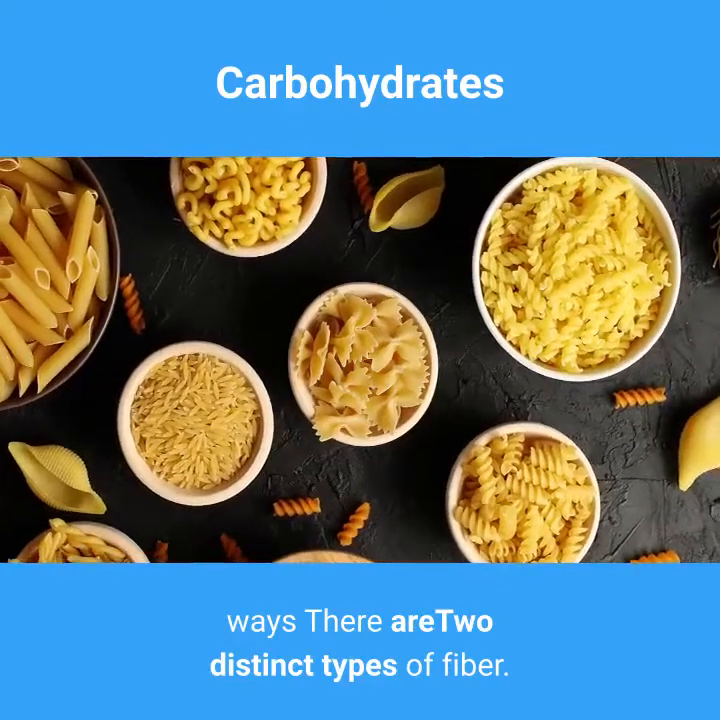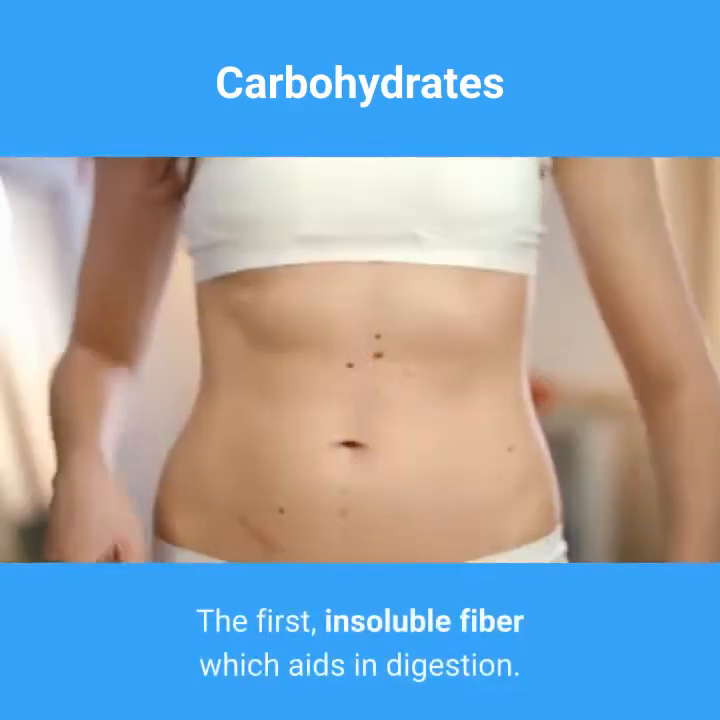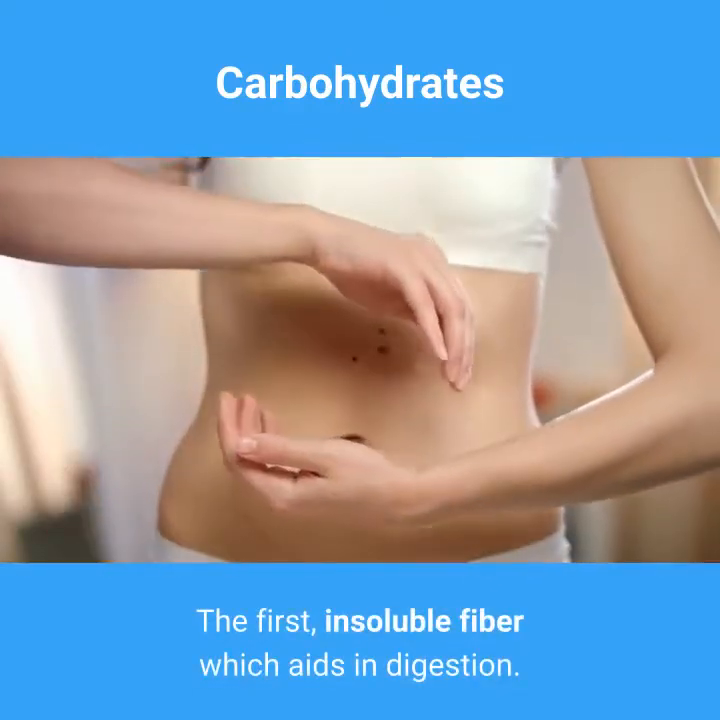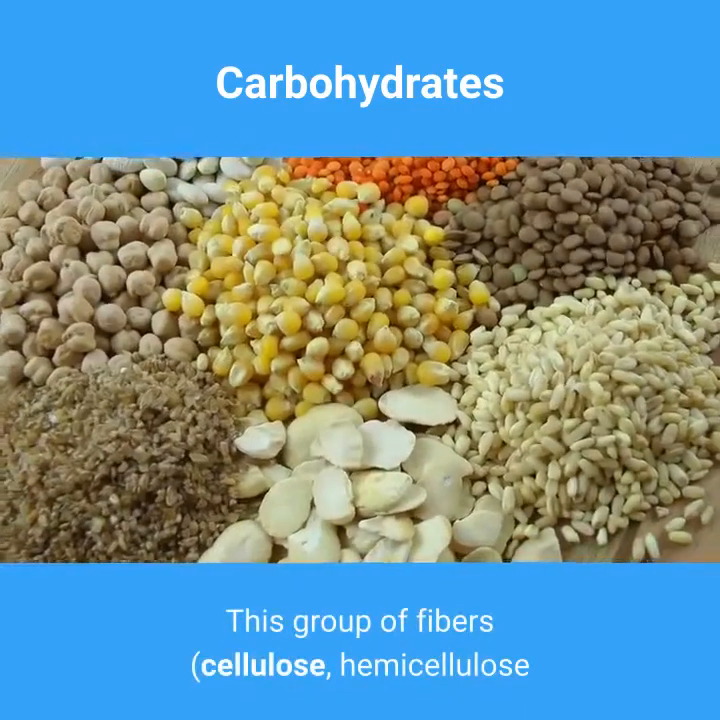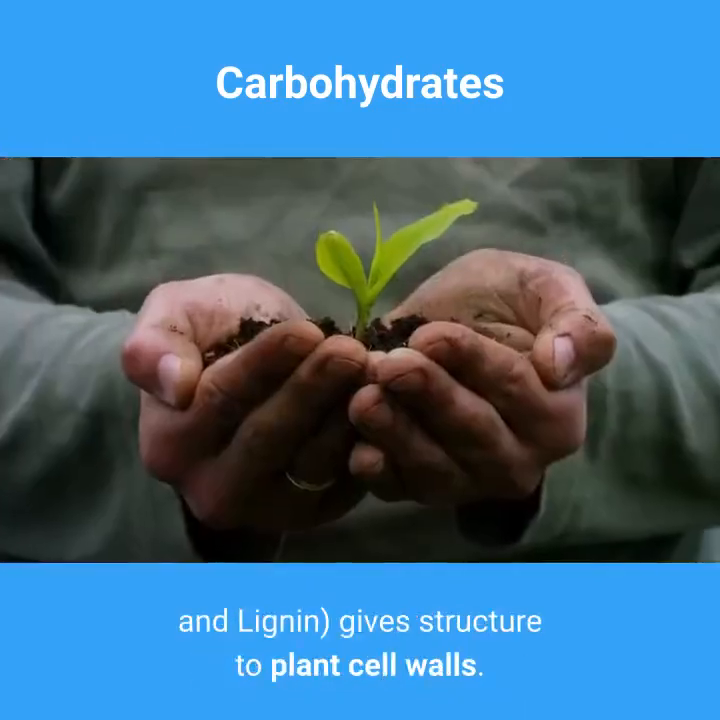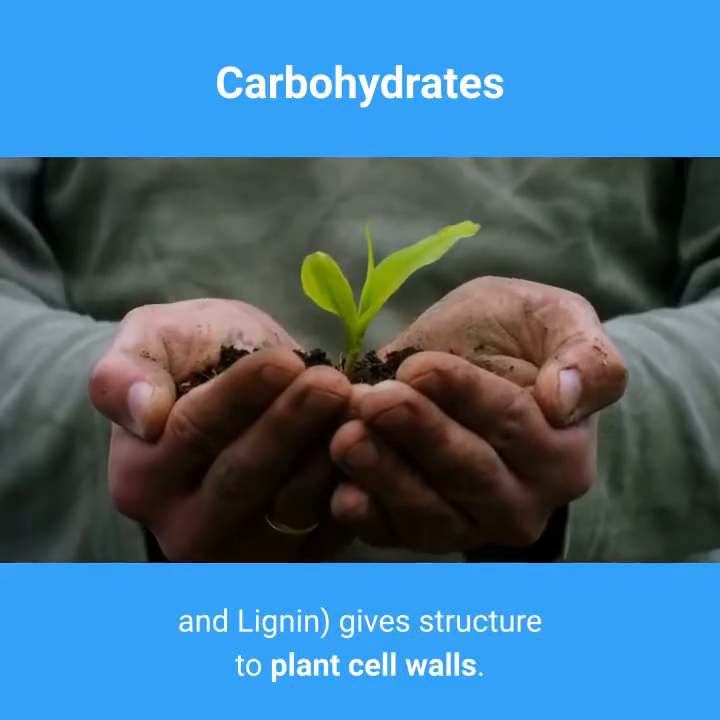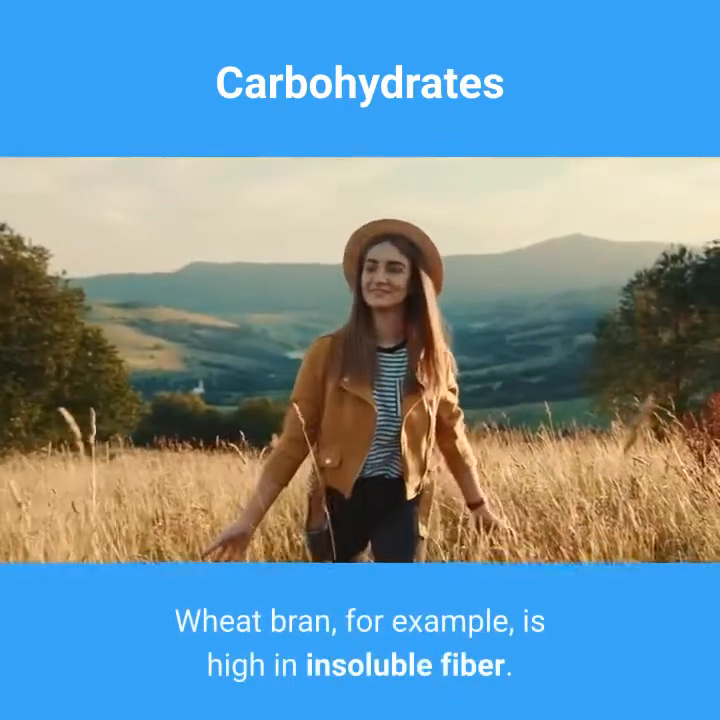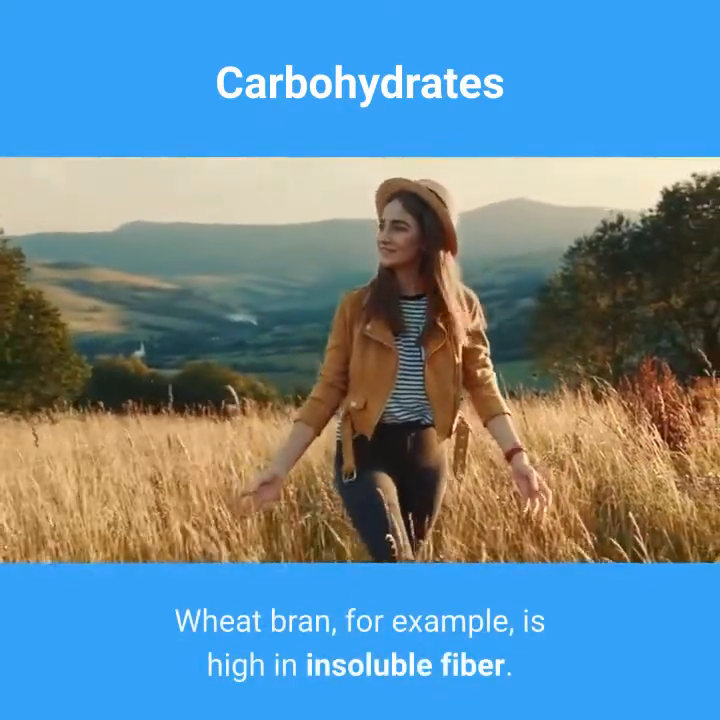There are 2 distinct types of fiber. The first, insoluble fiber, aids in digestion. This group of fibers, cellulose, hemicellulose and lignin, gives structure to plant cell walls. Wheat bran, for example, is high in insoluble fiber.